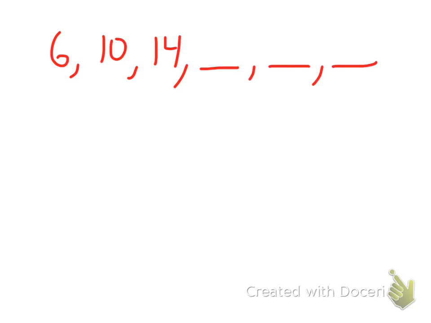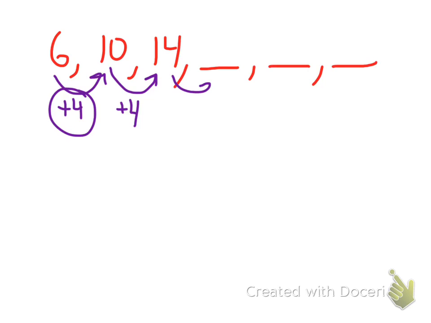If we look at this list of numbers right here, once we have three of these numbers together, we can figure out if there's a pattern. So right now, from 6 to 10, it is adding 4. And from 10 to 14, it is also adding 4. That means this is an arithmetic sequence, and our common difference is going to be 4. If I want to figure out the next few terms, I'm going to add 4 to get 18, add 4 to get 22, and add 4 to get 26. So our common difference is 4.